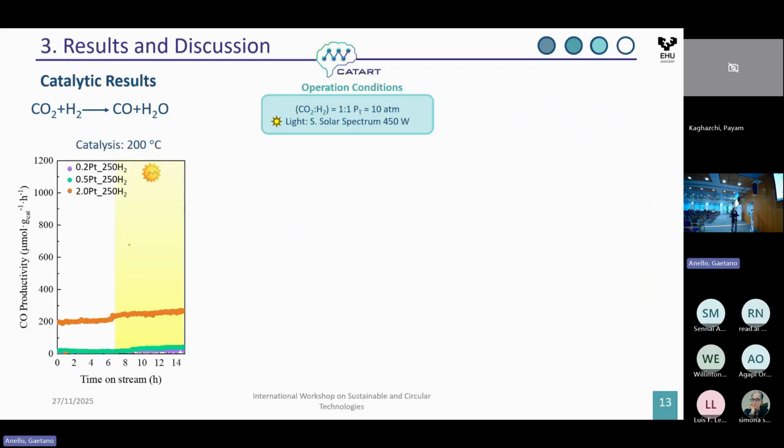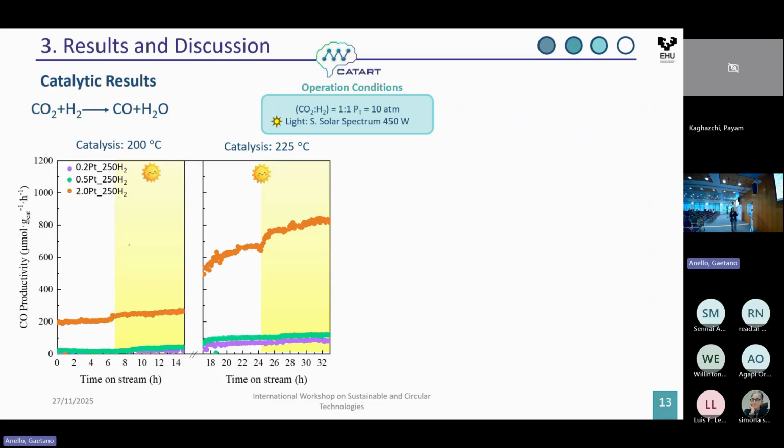If we start with the catalysts that were treated at lower temperature, we barely see any difference between adding 0.2 or 0.5 platinum on the catalyst. We only see a bit of an upward trend when we shine light. But if we start at 225, we can see that the material with 2% of platinum is behaving quite a bit better than the other ones, and also there is a really significant jump.